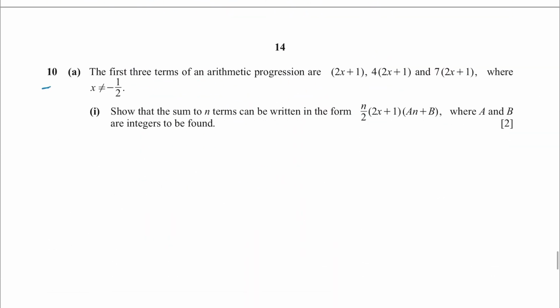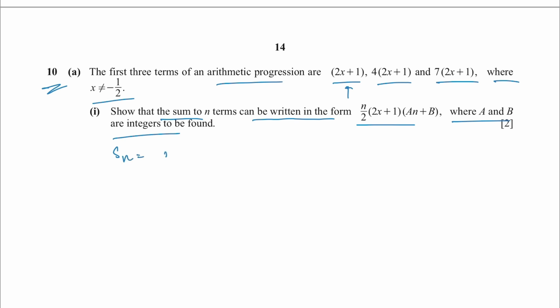Alright, now moving on, we have our question 10: the first three terms of an arithmetic progression are this, where x should not be equal to negative 1 over 2 because it will make it 0. So that the sum to n terms can be written in the form this, where a and b are integers to be found. So for the sum of n terms, we can write it as n over 2, 2 multiplied by a plus n minus 1 d.